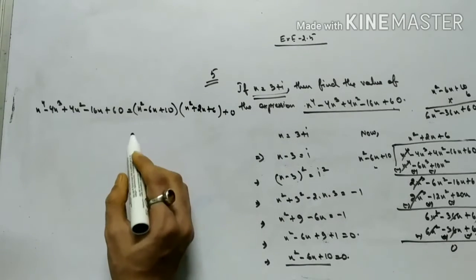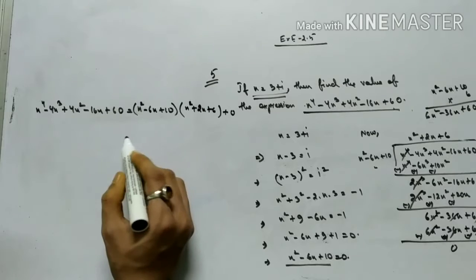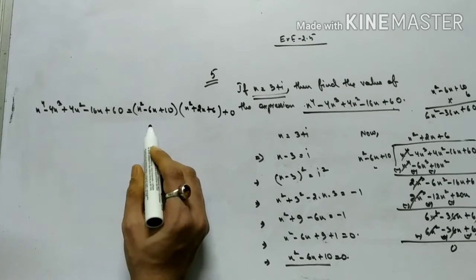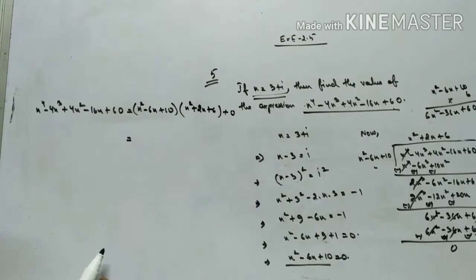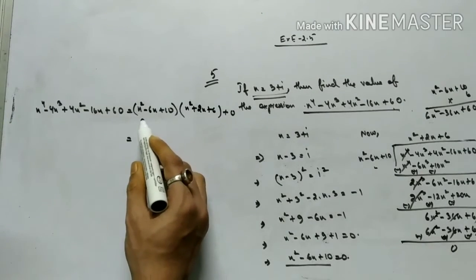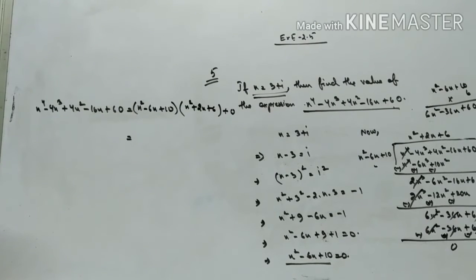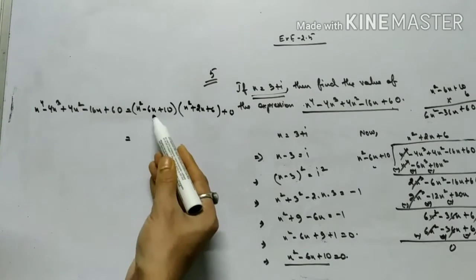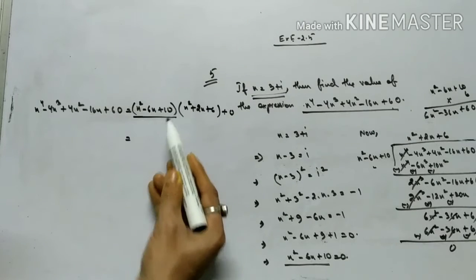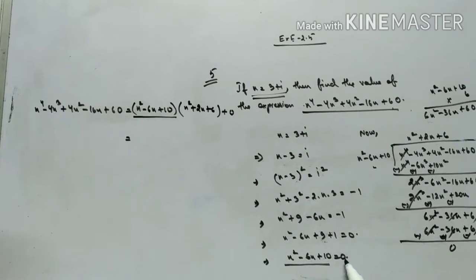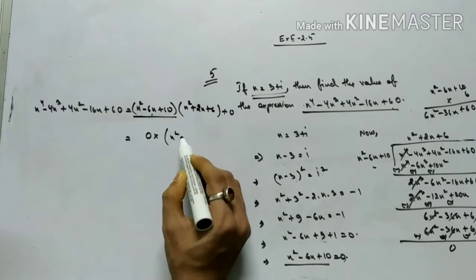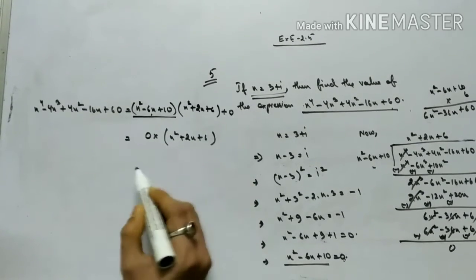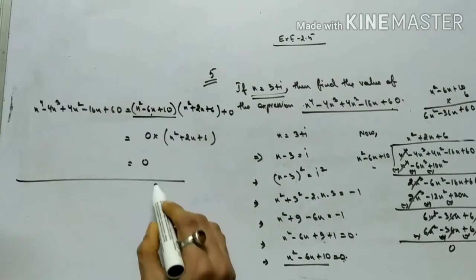Okay, so now this one in here you see, its value I have already got, that this is equals to 0. This value already I have got. So we will put it in here: 0 into x square plus 2x plus 6, which is equals to 0. This is the answer.